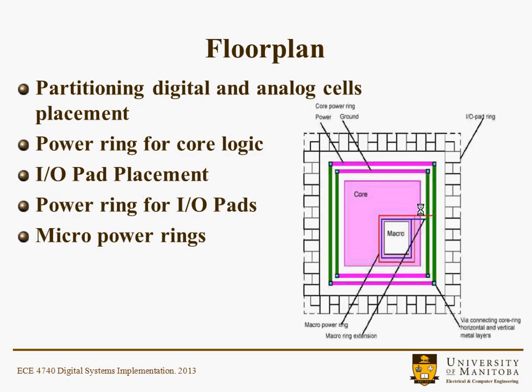Now, with respect to a floor plan, it's really the partitioning of digital and analog cells and their placement. There's a power ring for core logic, I/O pad placement, power ring for I/O pads, and micro power rings that may be on the chip as well. One of the reasons for that might be that you're able to use a chip that has basically different VDD on different parts of the chip, or you might be able to power down sections or put them to sleep.